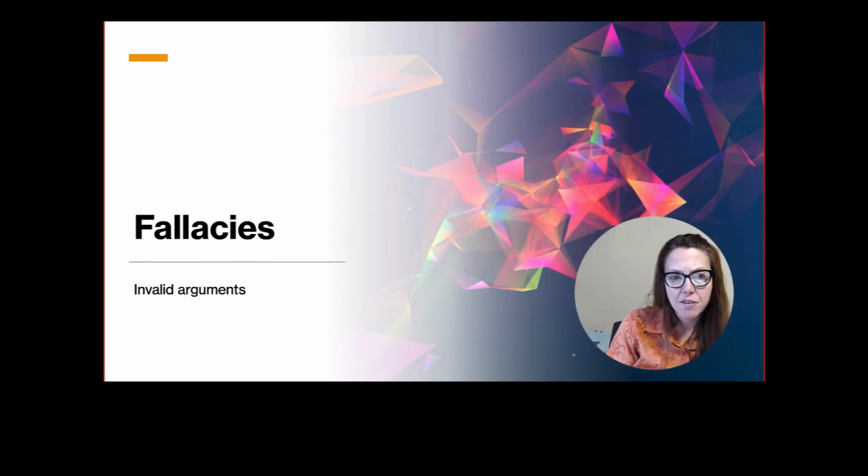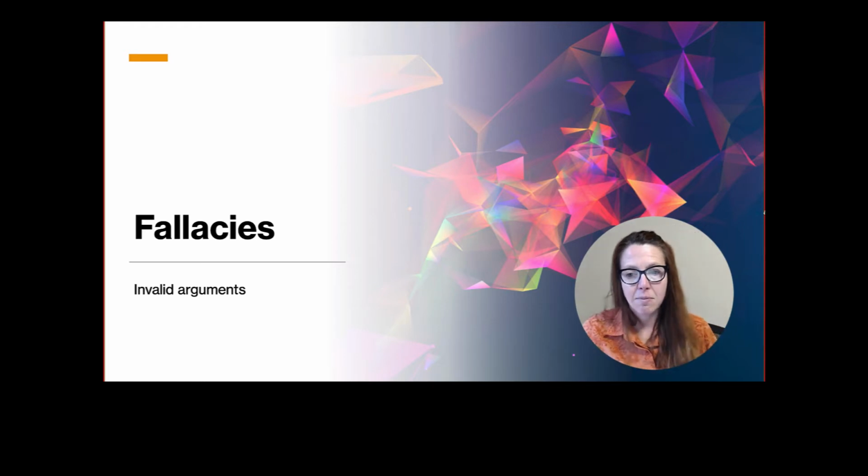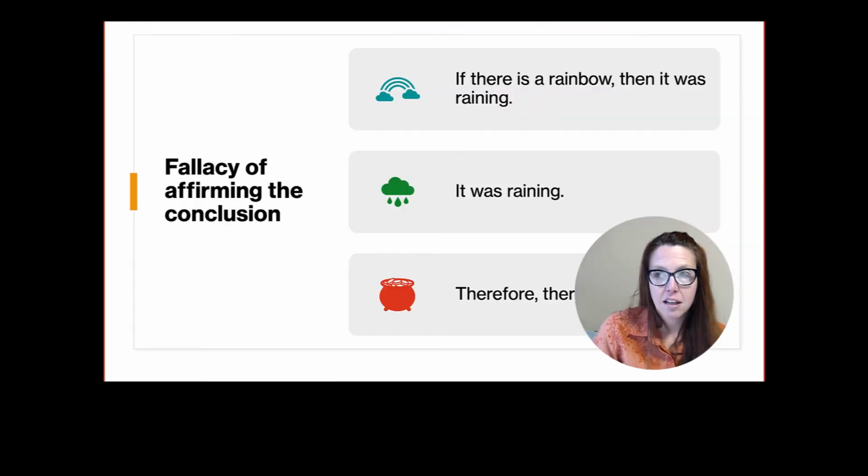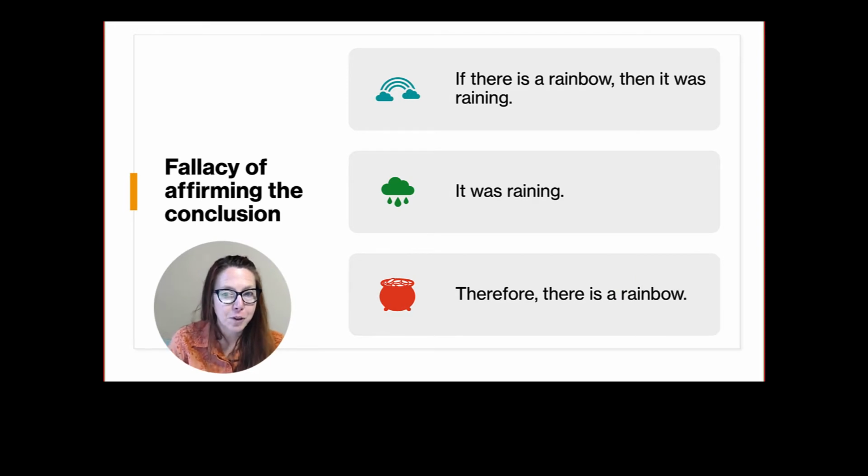I want to also cover fallacies, which are invalid arguments. And there's two ways that I'll cover that are possible ways that we can have invalid arguments. The first is the fallacy of affirming the conclusion. The second will be the fallacy of denying the hypothesis. So let's take a look at this argument form.